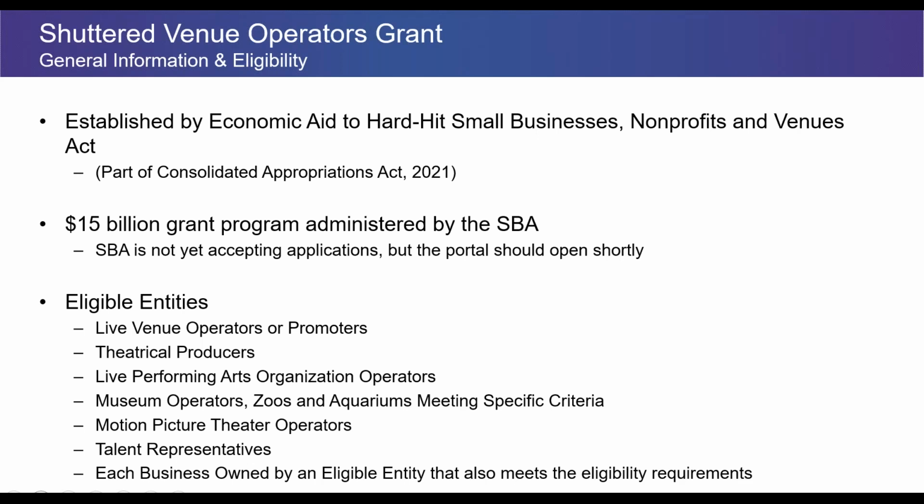In any event, just wanted to talk to you all about the Shuttered Venue Operators Grant. While the SBA is not yet accepting applications, we do expect a portal to open shortly. So we just wanted to remind eligible businesses as to what's out there. First of all, it was established by the Economic Aid to Hard-Hit Small Businesses, Nonprofits, and Venues Act, which is part of the Consolidated Appropriations Act that was released in late December of 2020. We list here the eligible entities. These are your movie theaters, museum operators, motion picture theater, theatrical producers, just other live venue operators and promoters. So there's a number of eligible entities out there, and fully knowing that these entities are especially hard hit due to the COVID pandemic situation, whereby people just can't go to these venues at the moment. And as you see, there's a $15 billion grant program, and applications will go through the SBA.